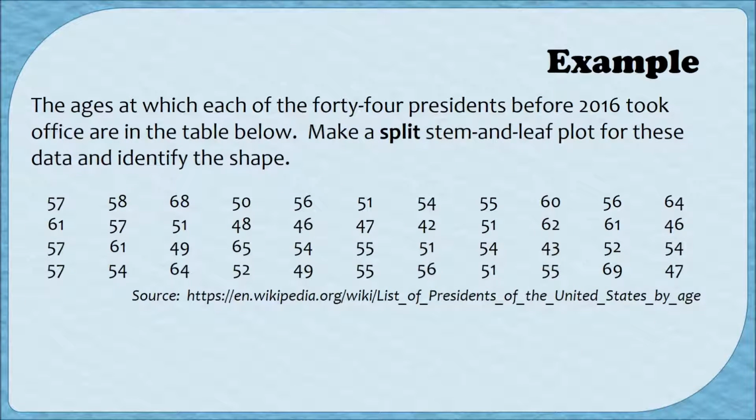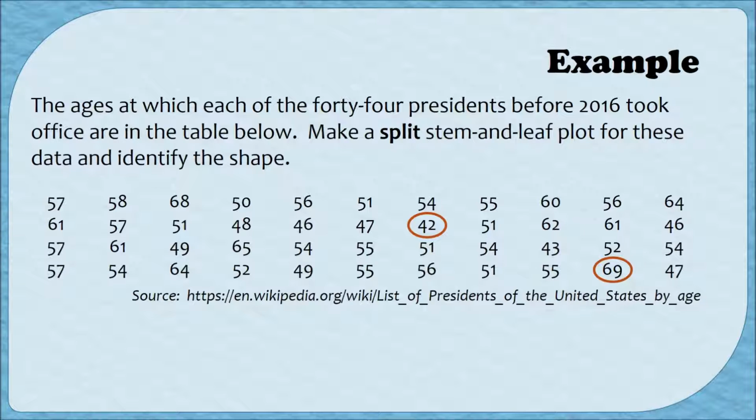In this example, we have the ages at which each of the 44 presidents before 2016 took office. We've been asked to make a split stem and leaf plot for these data and then to identify the shape. To see why a split stem and leaf plot might be more appropriate for this data set, let's begin by identifying the lowest and largest values. When I look through the data, the smallest number appears to be 42, and the largest is a 69.